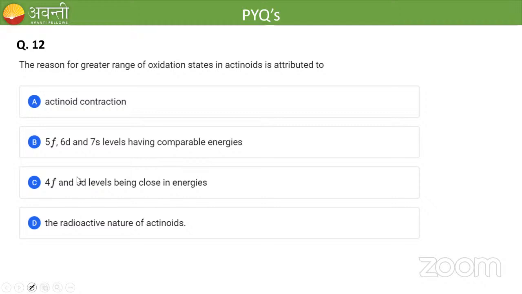Is the screen not visible? Jyoti, can you see the screen? What about the others? Students, can you see my screen? Yes, okay. Sakshi, can you see it now?